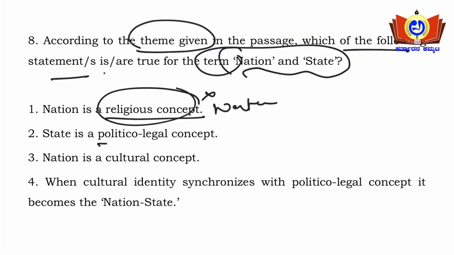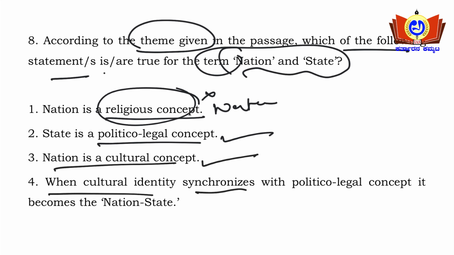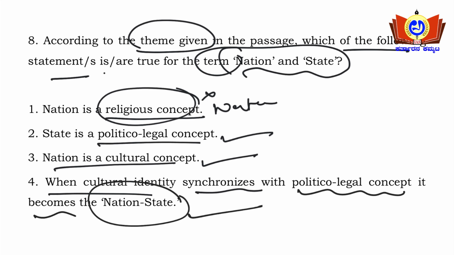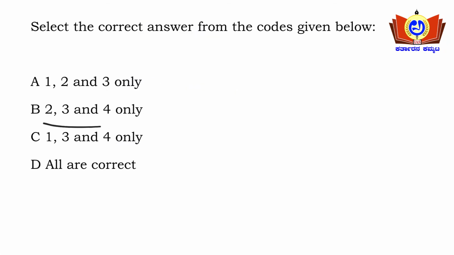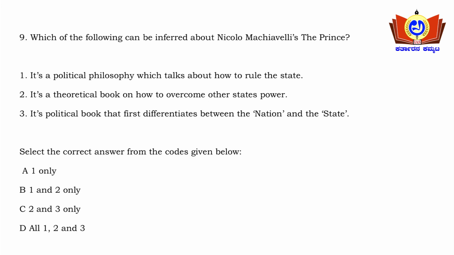State is a political legal concept, this is right. Nation is a cultural concept, yes, this is also right. When cultural identity synchronizes with political legal concept, it becomes the nation state, so this is also right. Options 2, 3, 4 are right, so option B is the right answer here. So moving on to the next question, guys.